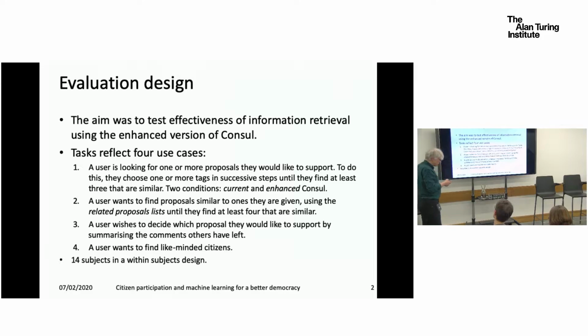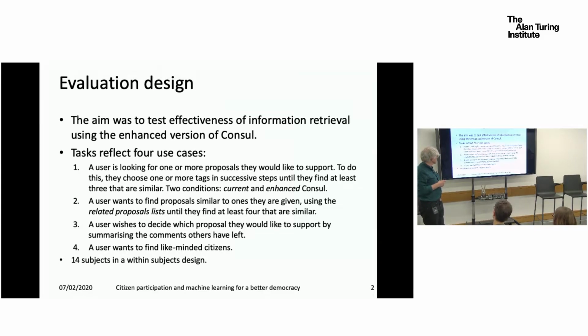The second task, a user wants to find proposals similar to ones they are given using related proposal lists until they find at least 4 that are similar. Again, we compare this with the current version where people are left with very basic tools to do that same task, and see if the enhanced version enables it to be done more easily.